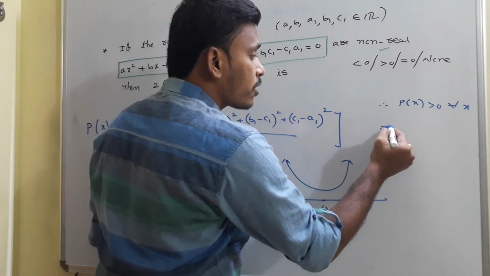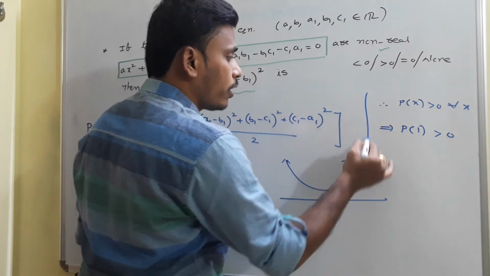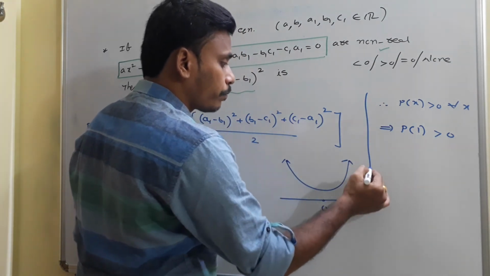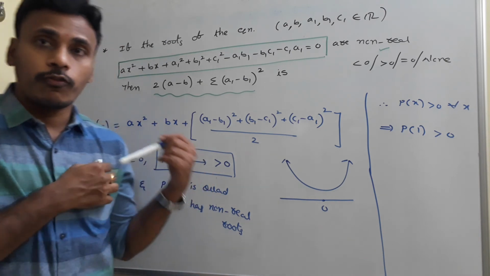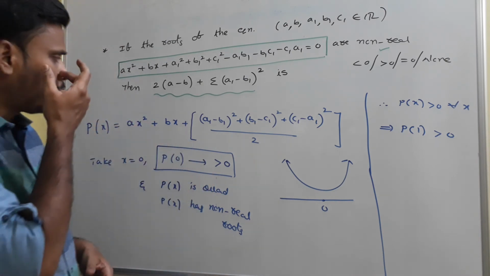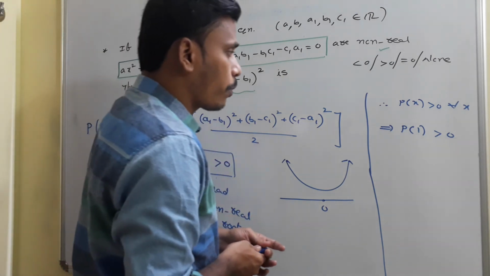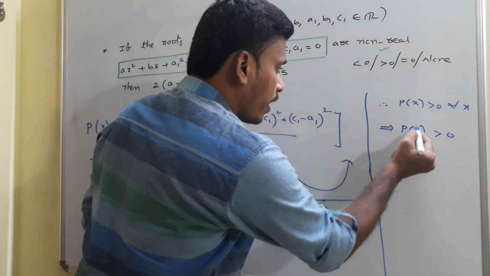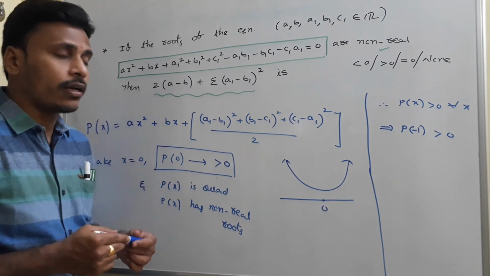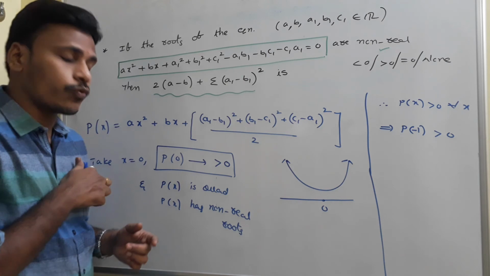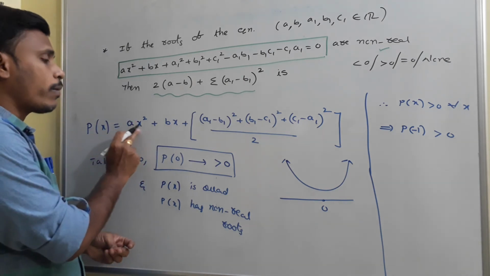And since P of x is positive for all x, you just think about P of 1, which is also clearly greater than 0, right? P of 1 greater than 0. Now what is P of 1? That's what I need. Okay, not only P of 1, since they mentioned that's 2 of a minus b, right? So you just consider not P of 1, you just take P of minus 1. For every value of x, P of x is positive, right? You just think about P of minus 1. Take x equals minus 1. If you take x equals minus 1, what will happen?